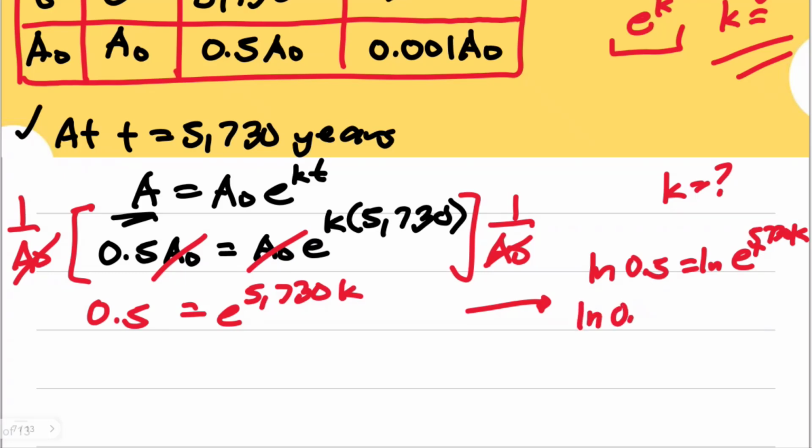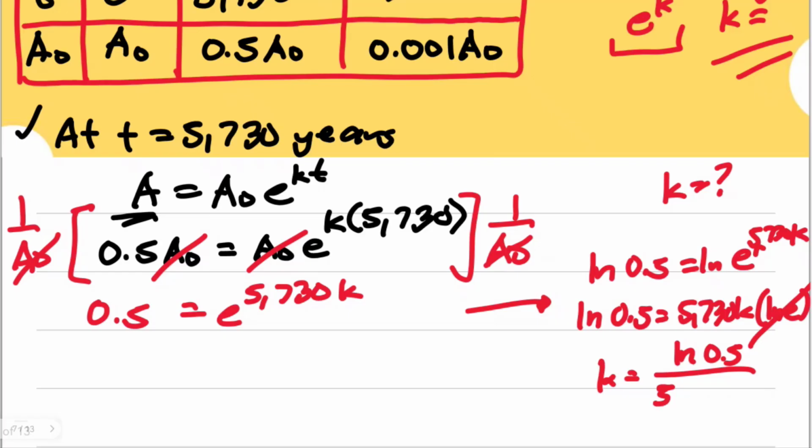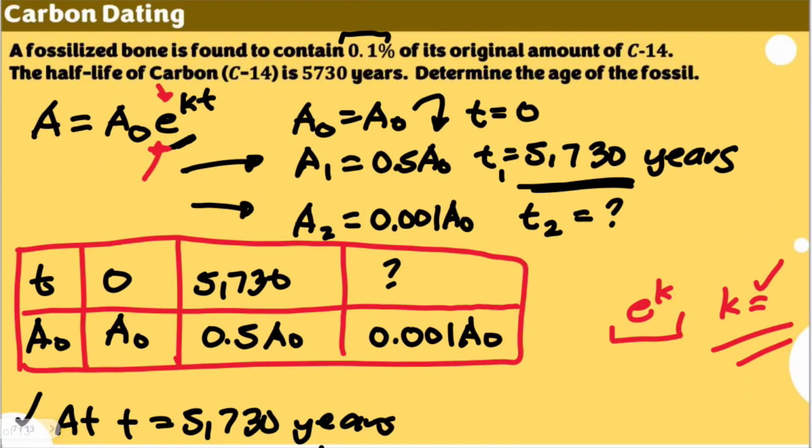With that, you can use the laws of logarithms here. Natural logarithm of 0.5 is 5,730k times the natural logarithm of e, which is basically equal to 1. So your k is just the natural logarithm of 0.5 over 5,730. Whatever the result is, you're going to plug that in as an exponent here.